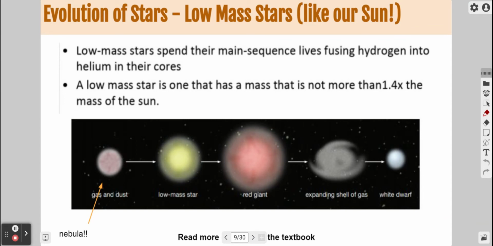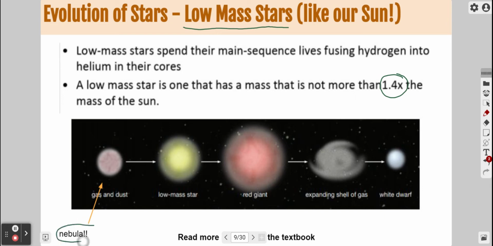So first off, we'll look at our sun because it's closest to us and most interesting to us and affects us the most. So it's a low mass star. And they spend their main sequence lives fusing hydrogen into helium in their core, okay? So the main part of the life there, this fusion reaction is occurring. So a low mass star is considered a star if it has 1.4 times or less the mass of our sun right now. So here's its life cycle.